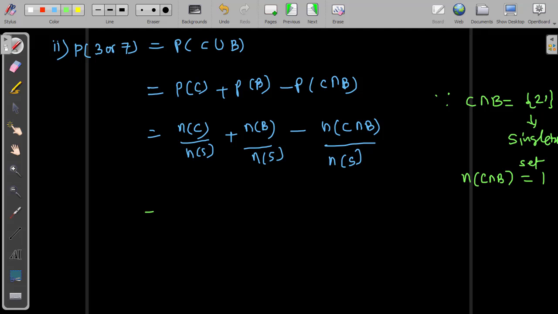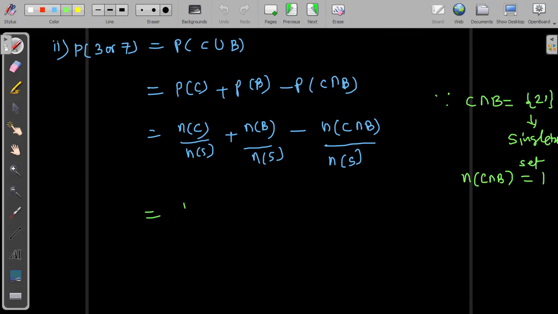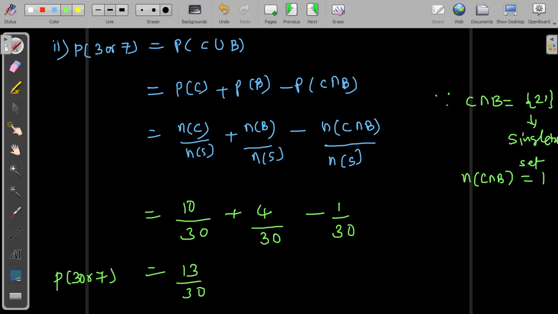The next step, n of C. What about n of C? We have n of C equal to 10. So the numerator is 10 divided by the denominator 30, plus n of B, it's 4 divided by 30, a common denominator, minus n of C intersection B, it's 1 divided by 30. So the numerator total is 14 minus 1, 13, so 13 by 30, which is the probability of drawing a multiple of 3 or a multiple of 7.